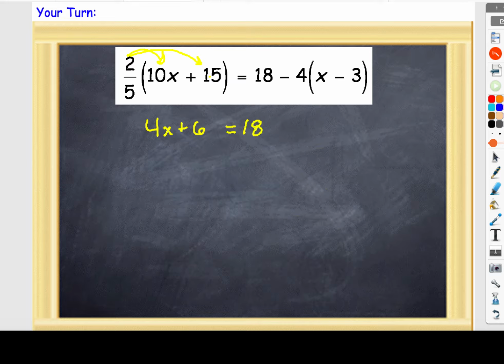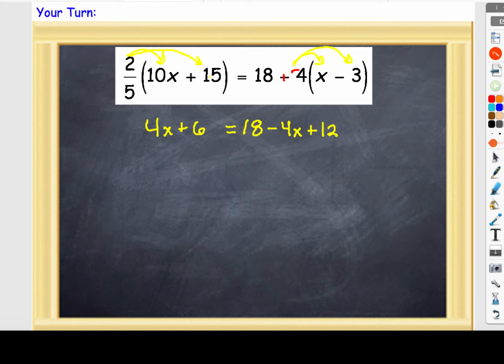18. Now remember, I'm going to take that negative 4. Don't forget the minus sign. If it helps, you could always say plus the negative 4, right, when you go to distribute this. But I'm going to take negative 4 times x and negative 4 times negative 3. So this becomes negative 4x or minus 4x, and negative 4 times negative 3 would be a positive 12.